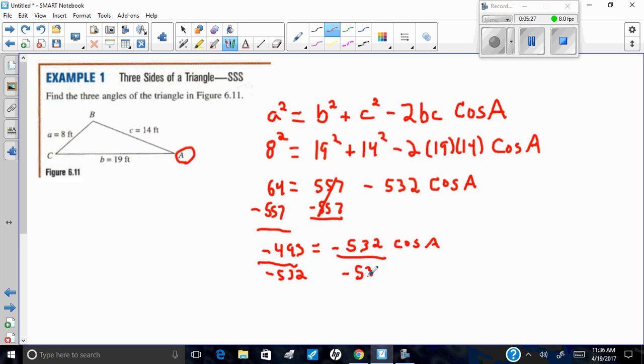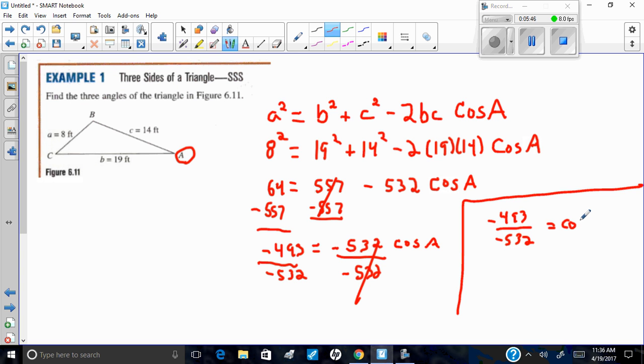As we isolate A, we have negative 493 divided by negative 532 equals the cosine of A. I know I can still simplify that, but I'm going to use a calculator, so I'm going to do my last step. I'm going to take the arc cosine of both sides and then put it in the calculator.